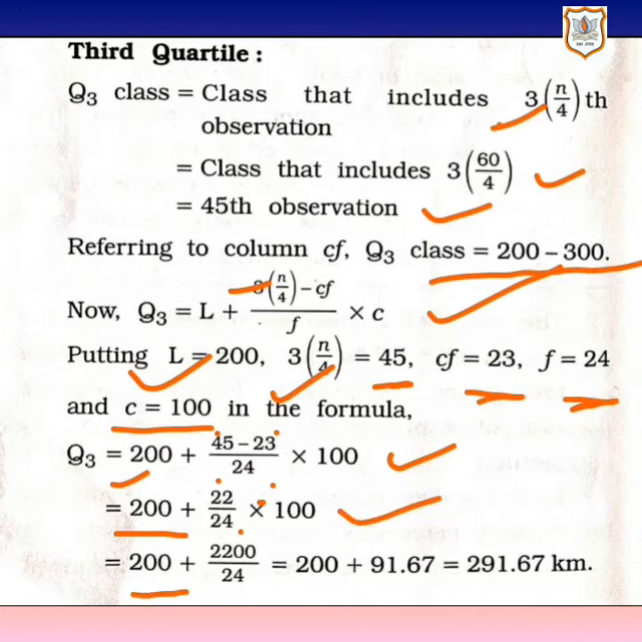So 200 as it is. This will be 22 into 100. 2200 divided by 24. So 200 plus 91.67, that gives 291.67 kilometer. So your Q3 is 291.67 kilometer. So the interpretation for Q3 will be, as Q3 is 291.67 kilometer, the maximum traveling in 75% of days will be 291.67 kilometer.